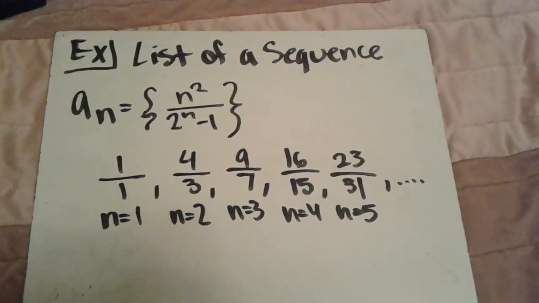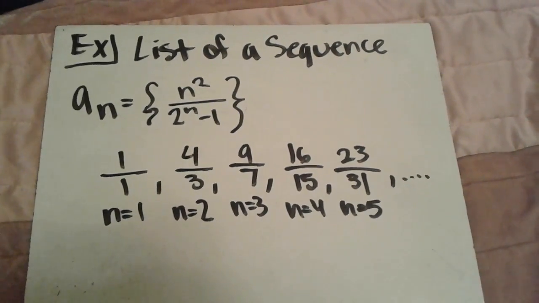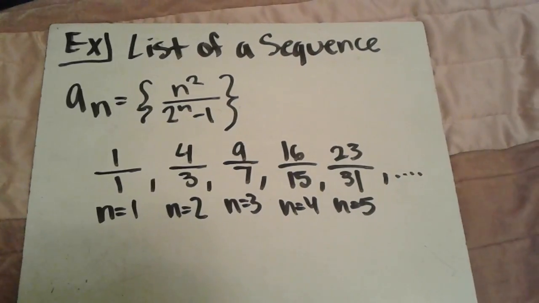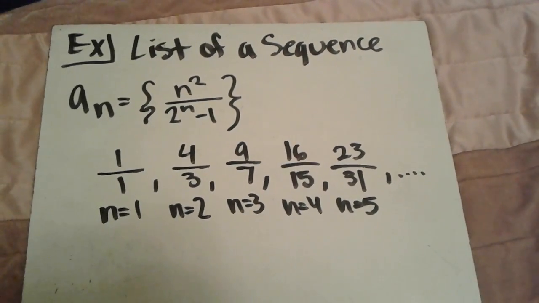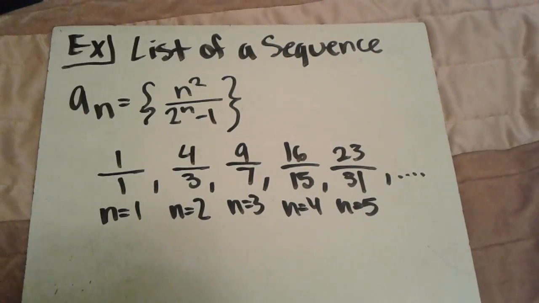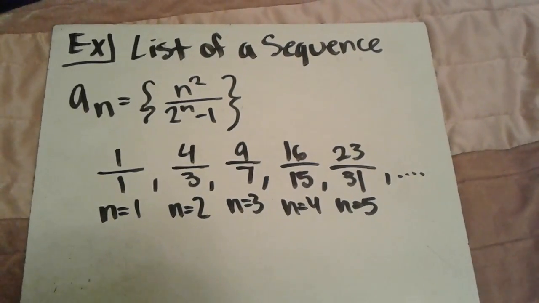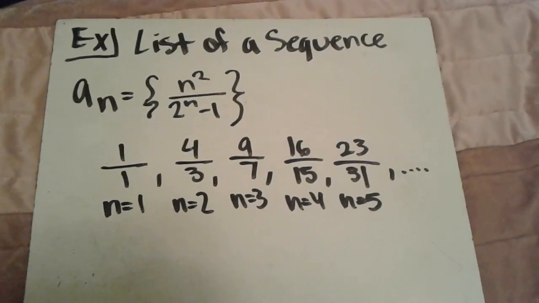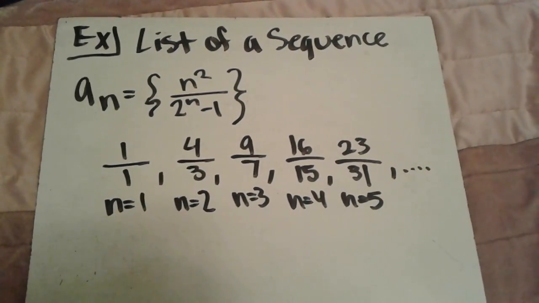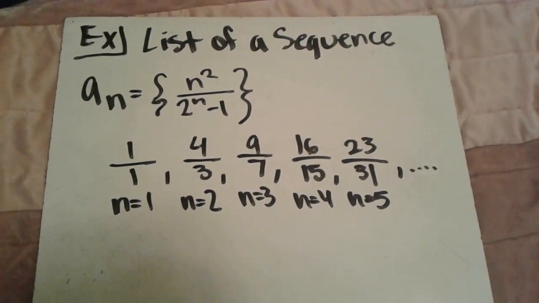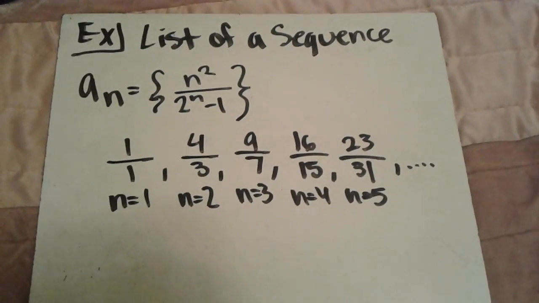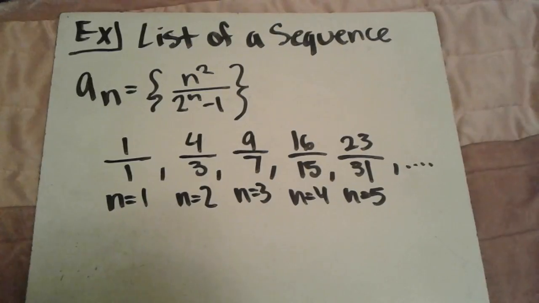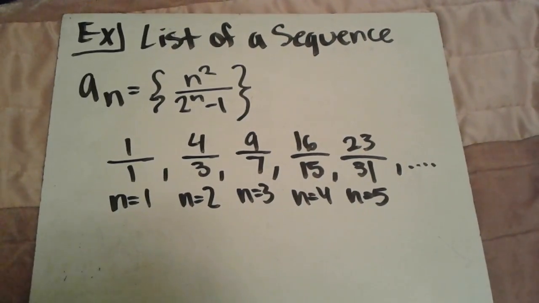The second one, when plugging in n equals 2, would be the numerator as 2 squared over the denominator as 2 to the second power minus 1. Top would equal 4, as seen below, and the bottom would be 4 minus 1, which is 3, giving 4/3. And the numbers continue on as you plug in an increased number of n.